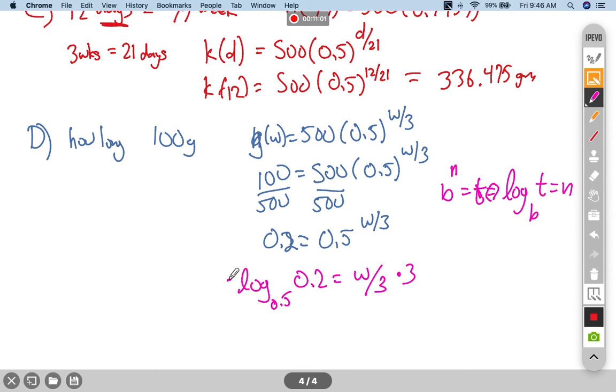And now I can divide both sides by 3. And I get 3 times the log base 0.5 of 0.2 equals w. And that's going to give us about 6.97 weeks. So it would take about 7 weeks to get down to 100 grams. Yay, that's the first problem.